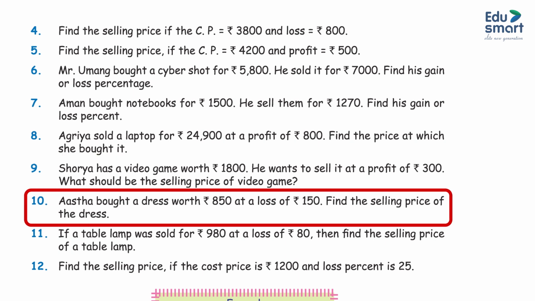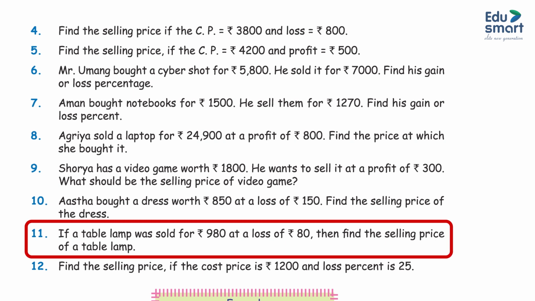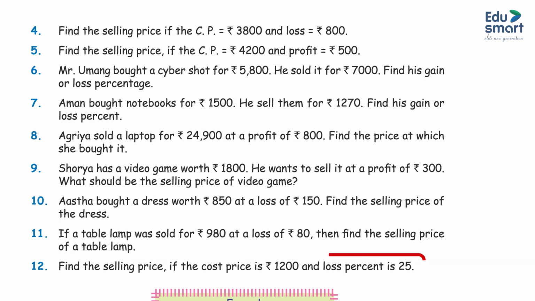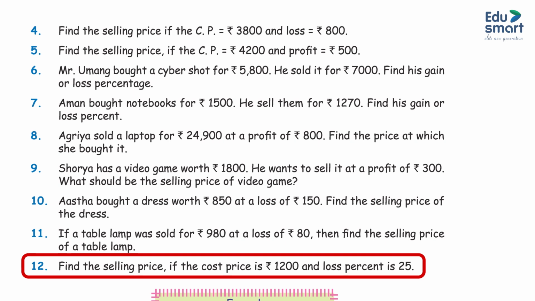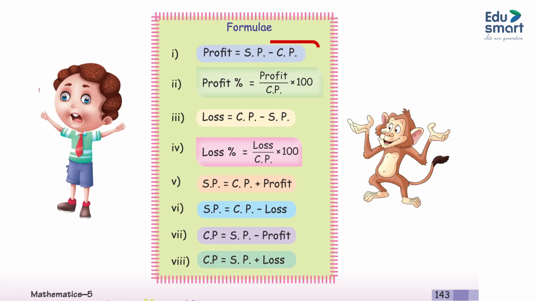Question 10. Astha bought a dress worth rupees 850 at a loss of rupees 150. Find the selling price of the dress. Answer: 700. Question 11. If a table lamp was sold for rupees 980 at a loss of rupees 80, then find the cost price of the table lamp. Answer: 900. Question 12. Find the selling price if the cost price is 1200 and the loss percent is 25. Answer: 900.